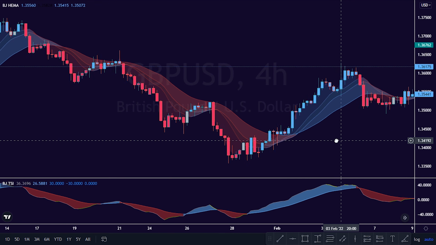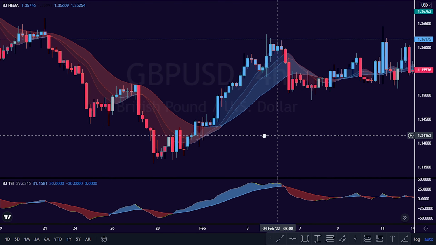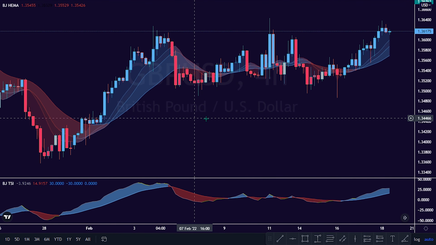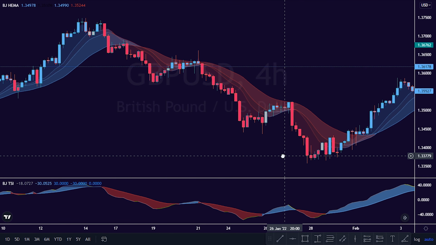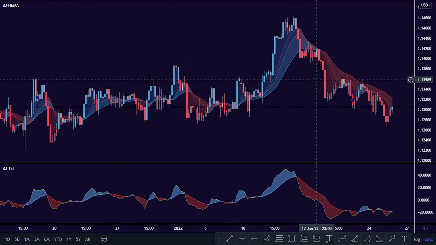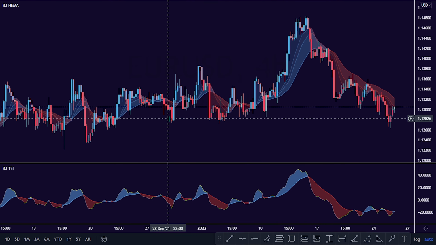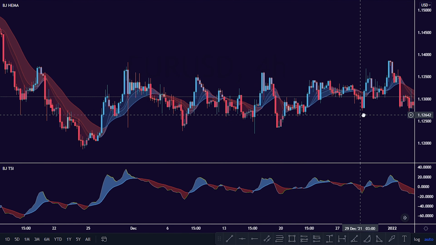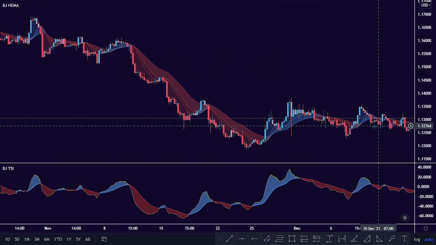Now that we have known how the Bjorgum triple EMA Strat plus the Bjorgum TSI indicators trading strategy works in the market, it's time we proceed to my 100 times backtested trading result with the Bjorgum triple EMA Strat plus Bjorgum TSI indicators trading strategy concept based on the 4-hour time frame on the Euro USD.